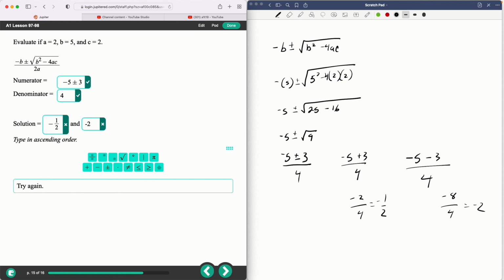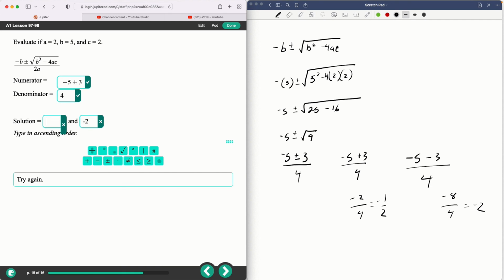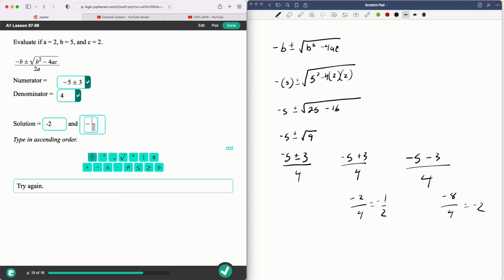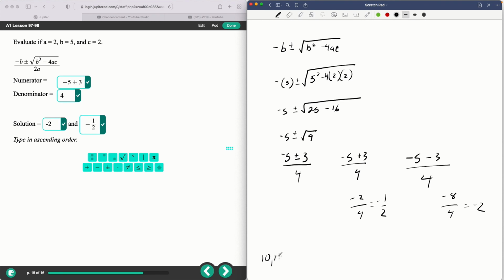So I know these are right, so I'm just going to put them in the different order. And let's do negative 2 first, and then let's do negative 1/2 second, and now check it. All right, they were just in the wrong spot. Not a big deal. So now I know that not only number 10, but number 15, I got all correct. So I'm just going to say skip number 10 and number 15 because I got them all right, and I'm not going to rewrite them again.